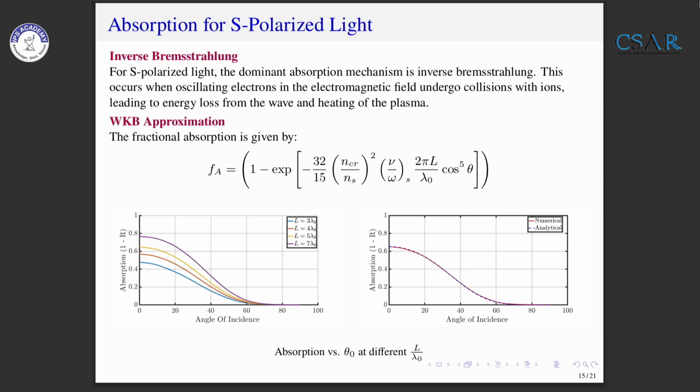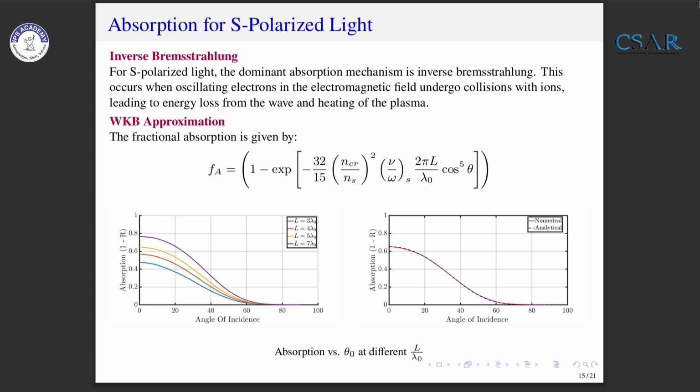Okay, in the case of S polarized light, inverse Bremsstrahlung absorption is the dominant phenomenon. In this case, the oscillating electron in the electromagnetic field undergoes collision with the ions, leading to the energy loss of the wave and the heating of the plasma. This is the typical WKB approximation for the fractional absorption. The left graph is the absorption versus angle of incidence, and here we see that as we increase the scale length, the absorption increases, because when we increase the scale length, light penetrates more into the plasma.